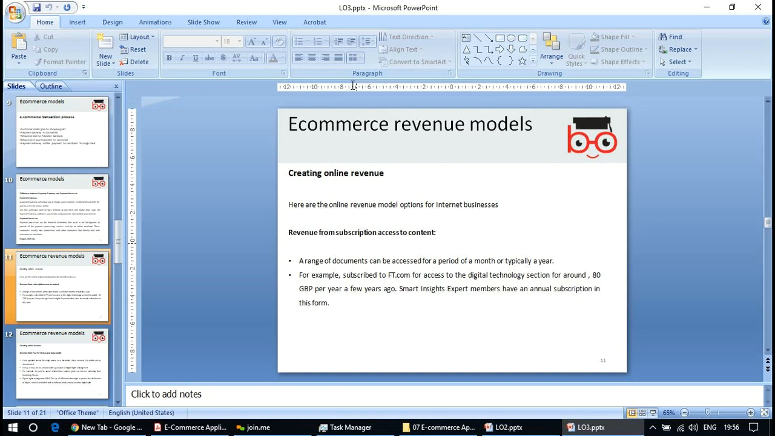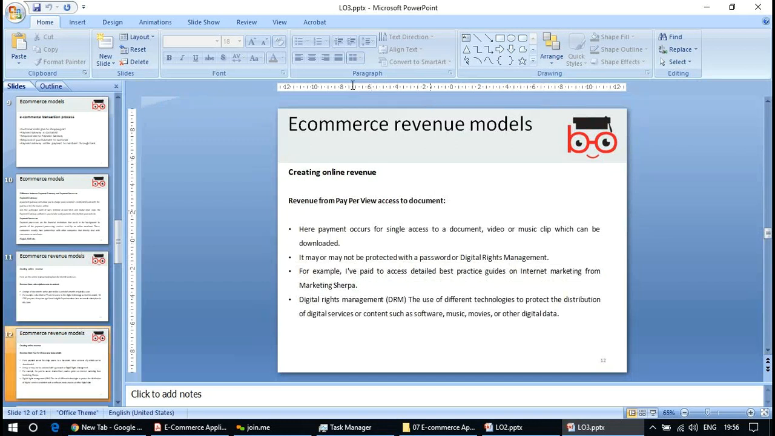From different sources, like revenue from subscription access to content. Online e-commerce can give you revenue based on, for example, a range of documents that can be accessed for a period of a month or typically a year. For example, there is a website which allows you to read books, and a website which allows you to watch movies. So online, you earn the revenue on a subscription basis. Make sense? That's one way.